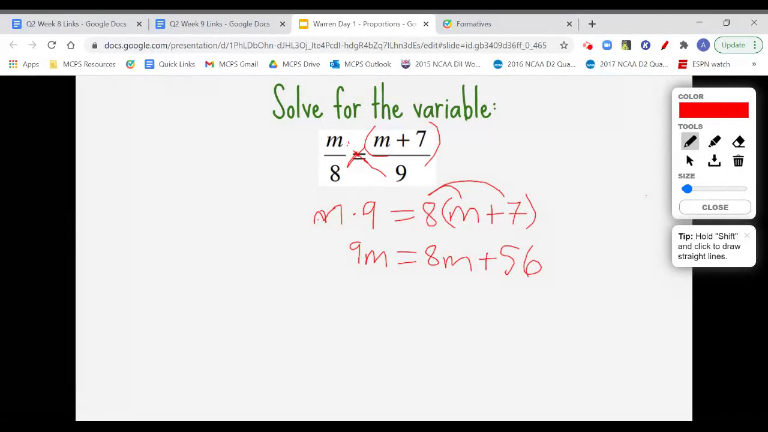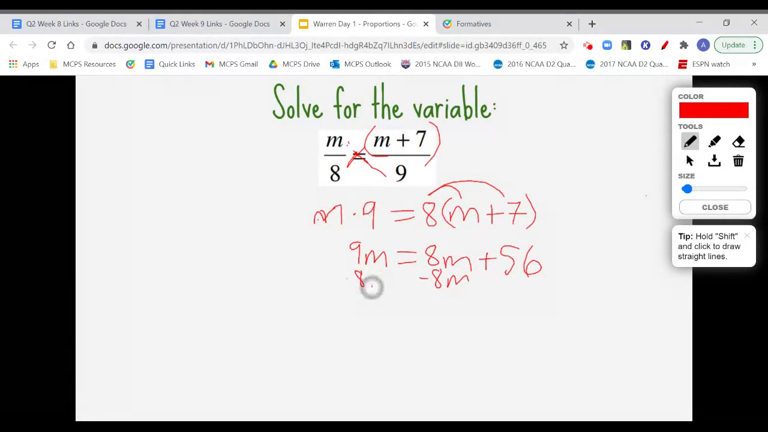In order to isolate the variable and have it equal to just a number, I'm going to have to get all the variables onto one side. So if you have variables on two sides of the equation, what you're going to do is find the side that has the smallest number. For instance, here it would be 8. And you would just subtract that amount from both sides.